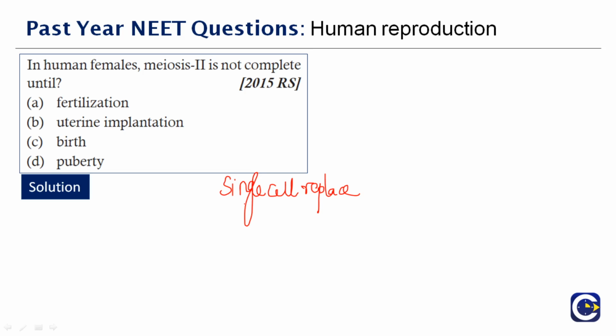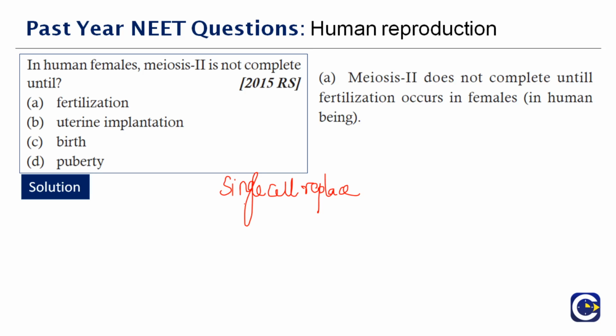For example, if you fall down and get hurt, the skin gets replaced there. All that is associated with the mitosis pathway, while meiosis is completely exclusive to the reproduction cycle. So in human females, meiosis 2 will not be completed until fertilization takes place. Therefore, the right answer is option A.